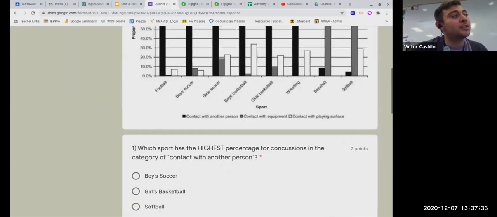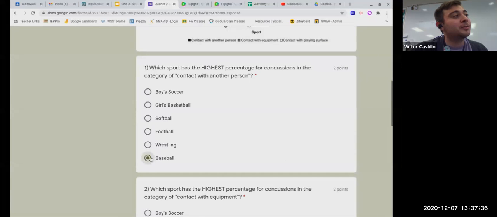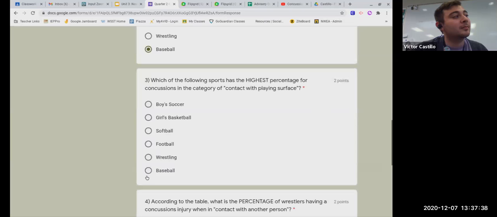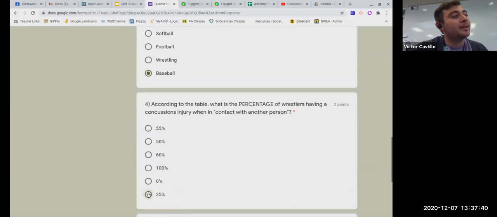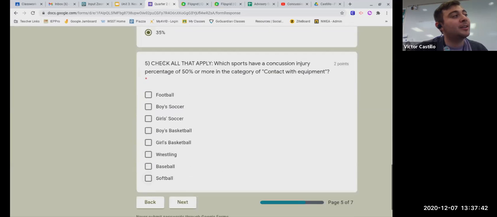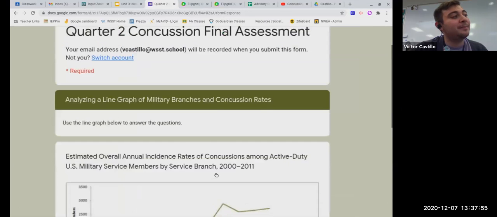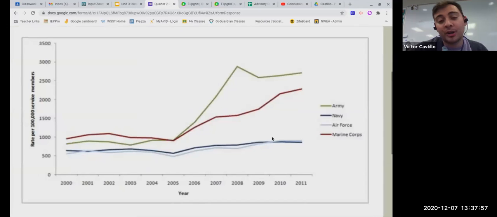There are 5 questions. 4 of them are multiple choice, but one of them is check all that apply. So you have to check all the ones that apply to the question that's asked here. Once you do that, you can click next, and you have a line graph. Same thing, but instead of sports, it's a military branch: Army, Navy, Air Force, or Marine Corps.